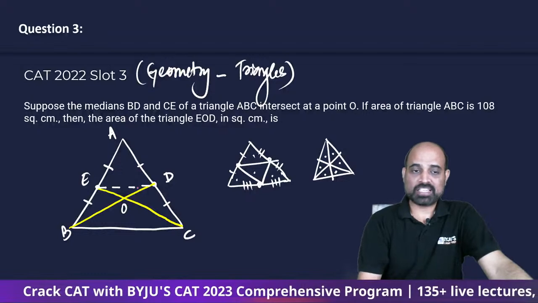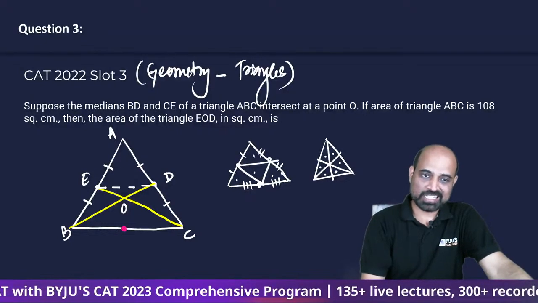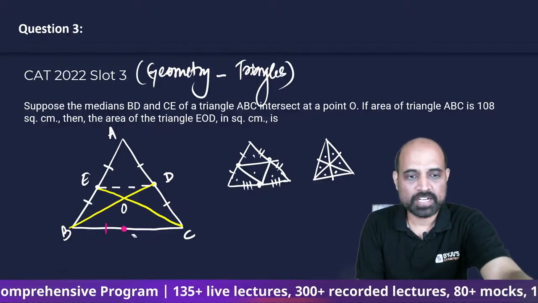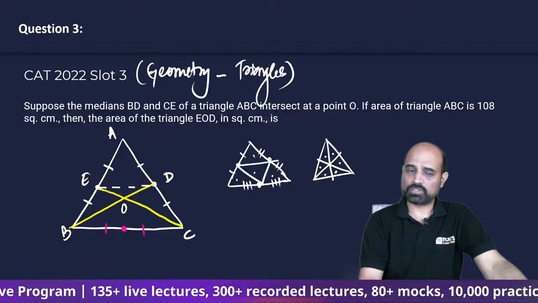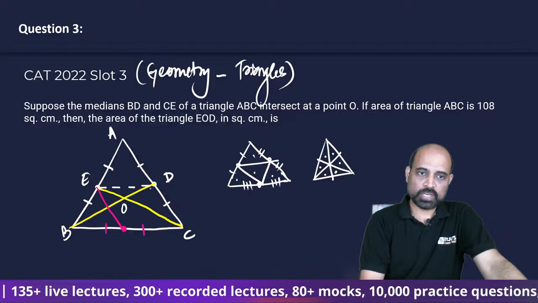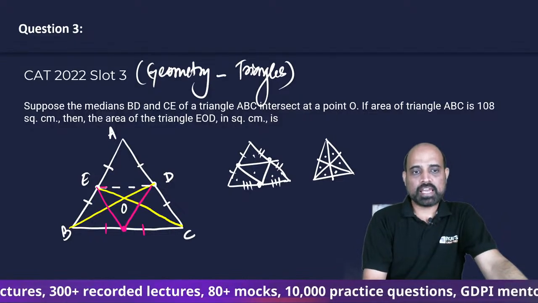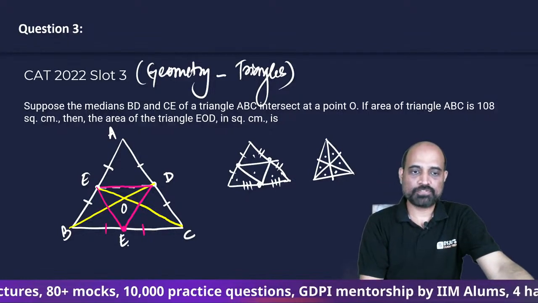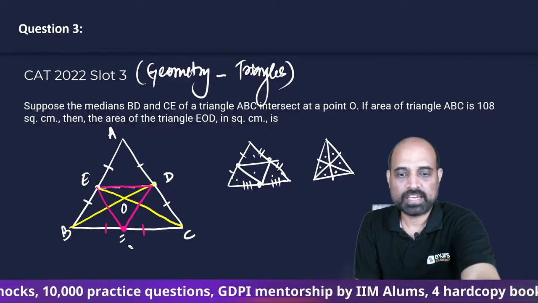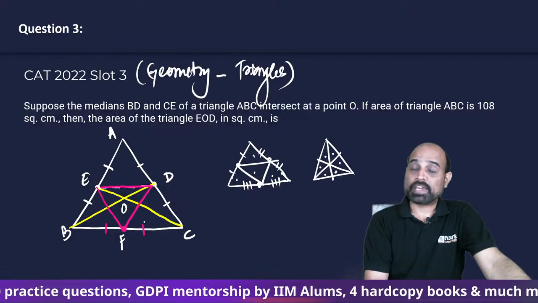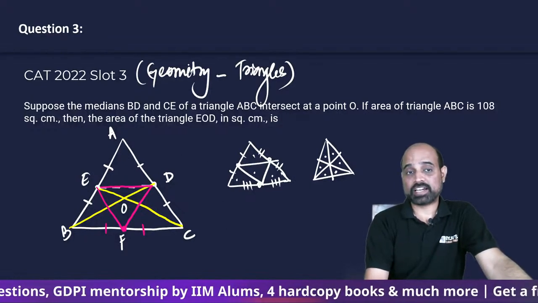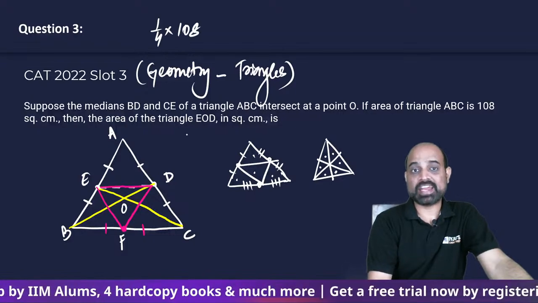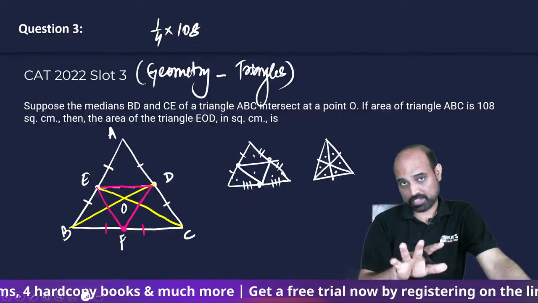So if I look at this entire triangle and I assume that this is the midpoint of this side BC, okay, I have assumed equilateral, so I'll give a single dot. Now if I join this, the area of this particular triangle, which is EDF, will be 1/4 the area of the entire triangle. Okay, so 1/4 of 108 is the area of EDF.